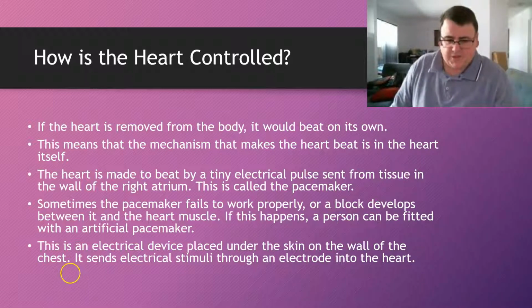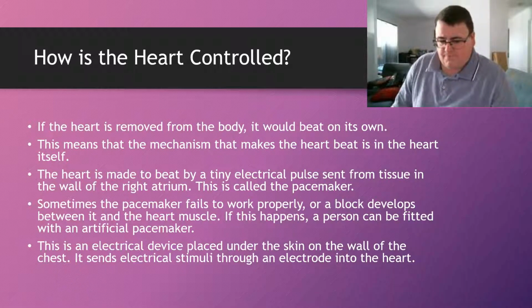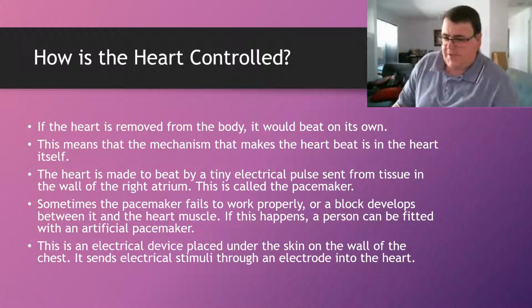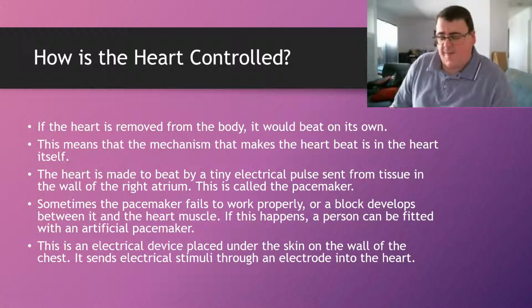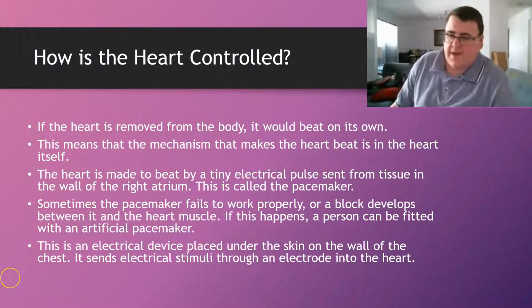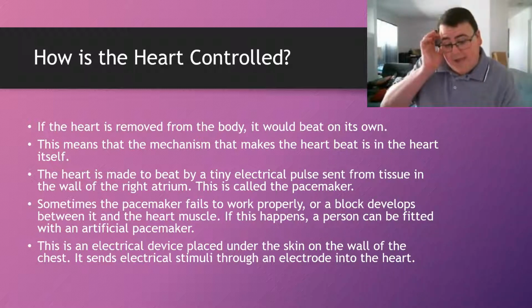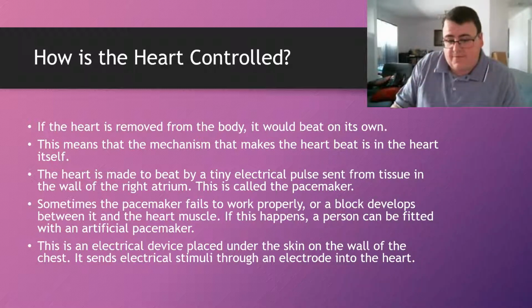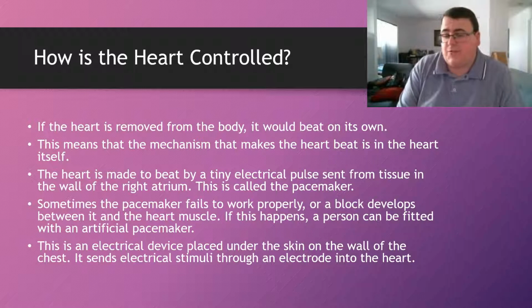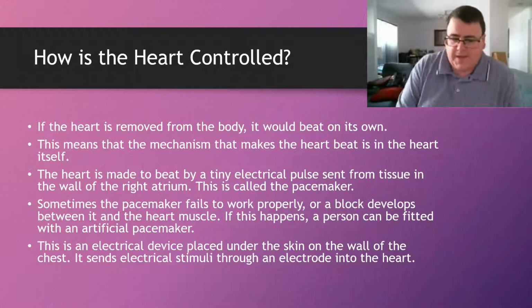So, how is the heart controlled? It's worth noting if you take the heart away from the body, it will beat by itself. Because the heart is beating by itself without the body, that means the mechanism that's making the heart beat has to be in the heart itself. Basically, the heart is made to beat by a tiny electrical pulse sent from the tissue in the walls of the right atrium. The maker of that pulse is called the pacemaker, and that makes sense because it's setting the pace for the heart.